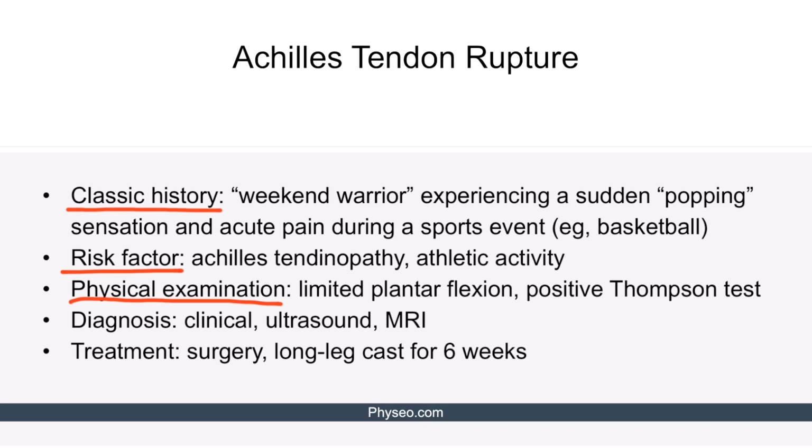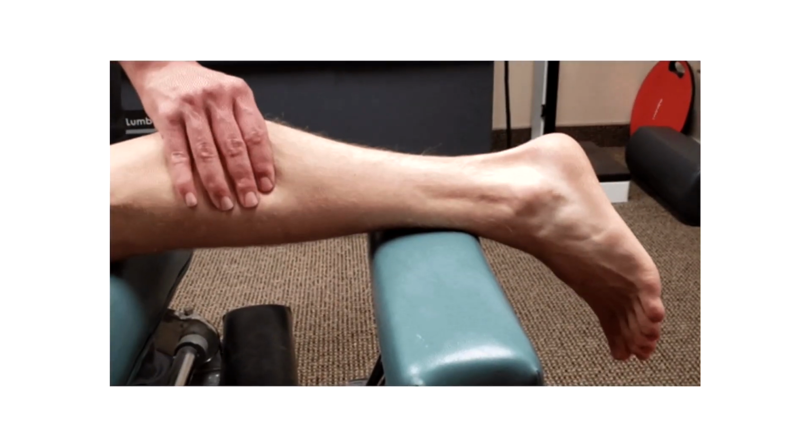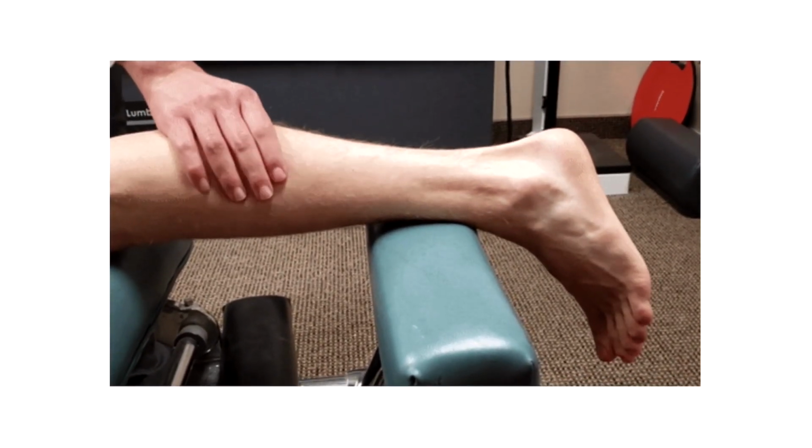Similar to Achilles tendinopathy, the diagnosis here is clinical and can be confirmed using ultrasound or MRI. Unlike Achilles tendinopathy, the treatment of Achilles tendon rupture almost always involves surgery followed by a long leg cast for 6 weeks. Here's an animated image depicting the Thompson test, which is performed by squeezing the calf muscles.